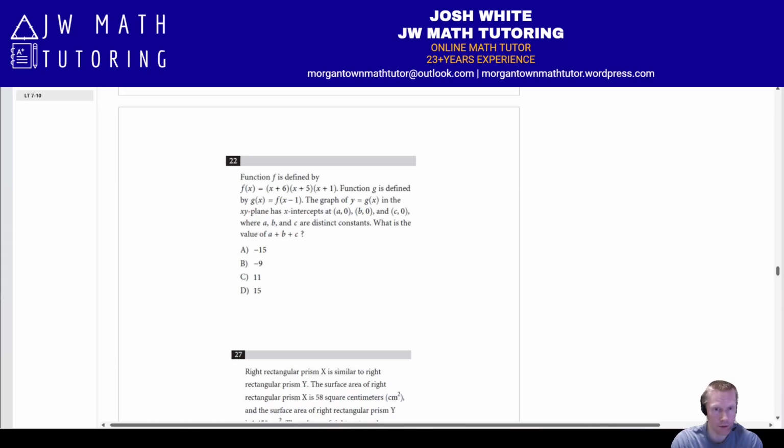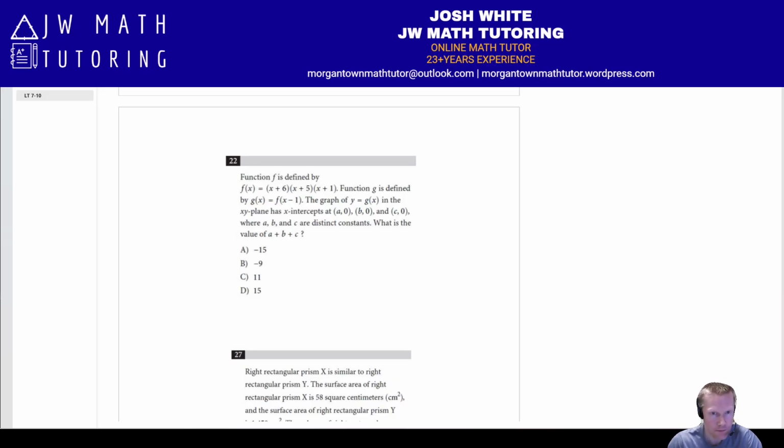All right, next up we have number 22. Here we have a function, a polynomial function, technically a cubic function. And then we have another function, which is basically this original function shifted. Everything's shifted 1 unit to the right because of the -1 inside here. So this new function, g of x, has intercepts at a, b, and c, comma 0. Basically, what's the value of a plus b plus c?